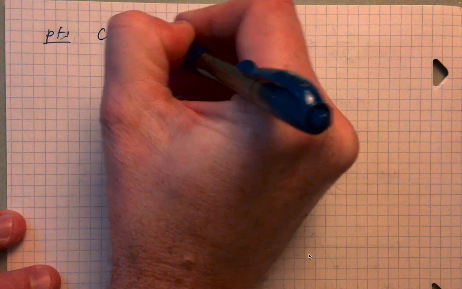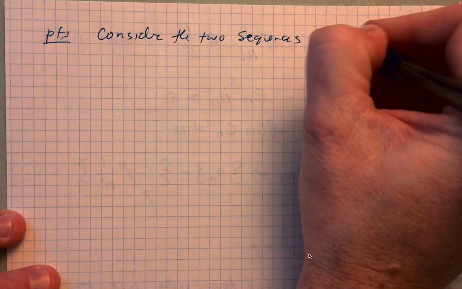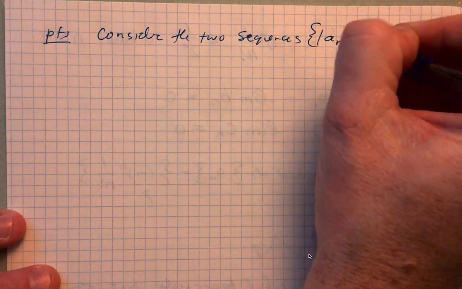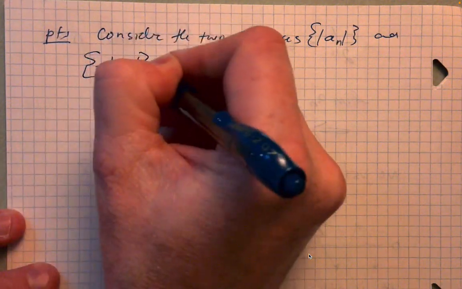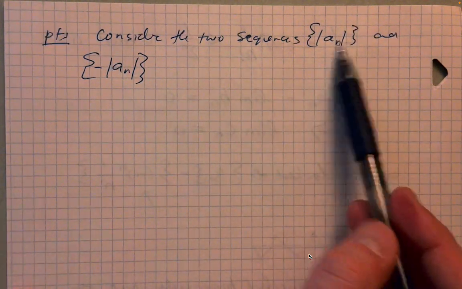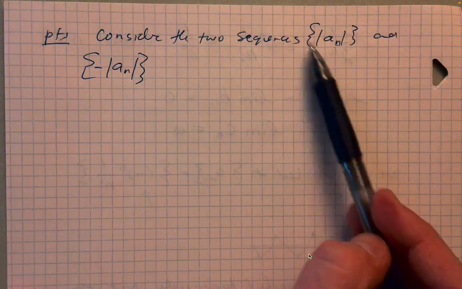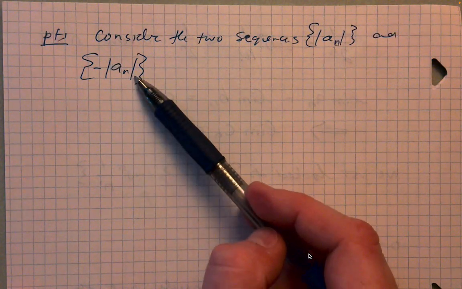We've got this base sequence a of n, which maybe has this oscillating characteristic. So let's consider the two sequences: the absolute value of a of n, and the negative absolute value of a of n. The a of n piece is the same, but here we're making every term in the sequence positive, and here we're making every term in the sequence negative.